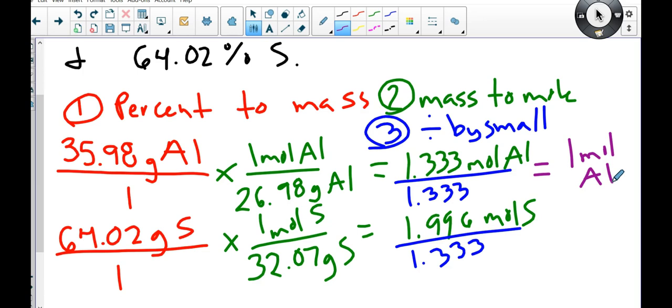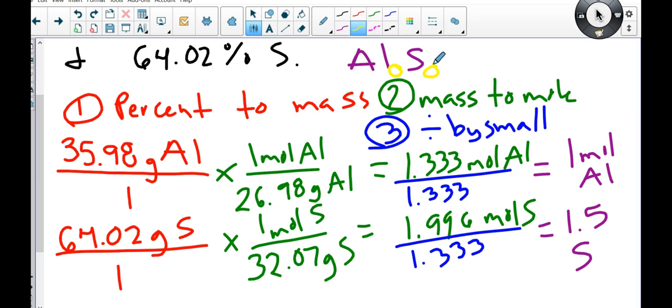Now, okay, this step right here. I know I'm rounding it. I'm going to explain why. This step, this is our mole ratio. The mole ratio is basically, I'm trying to write a formula, and I need these little numbers down here. These mole ratios are going to be my subscripts.